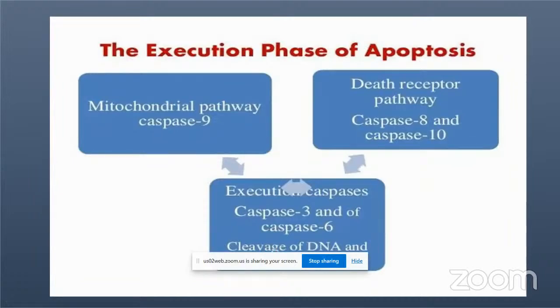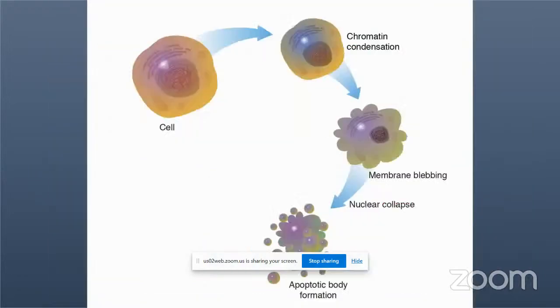These are the diagrammatic representations. This is also another diagrammatic representation: chromatin condensation, membrane blebbing, nuclear collapse, then apoptotic body formation. These are the apoptosis chapter.